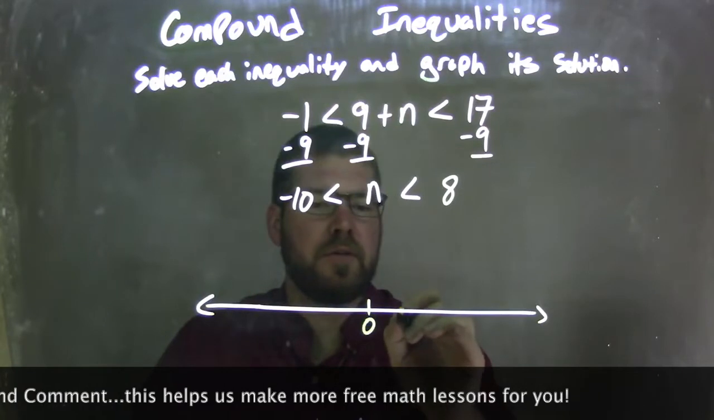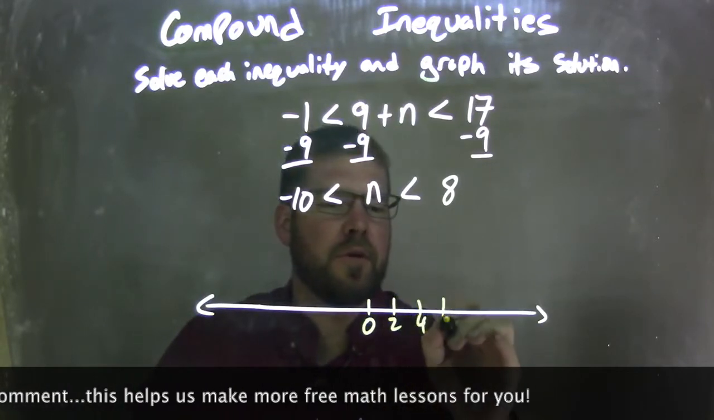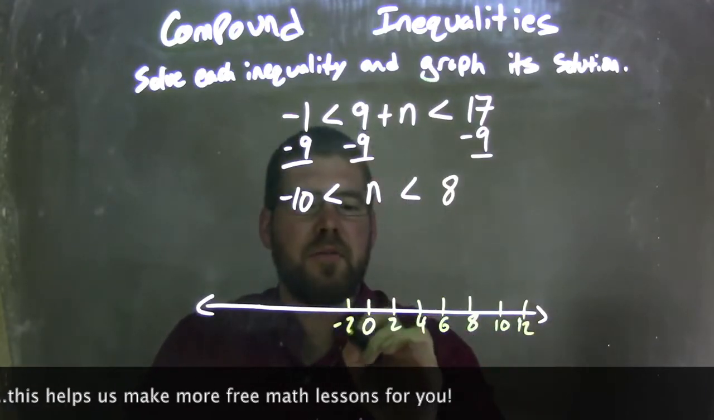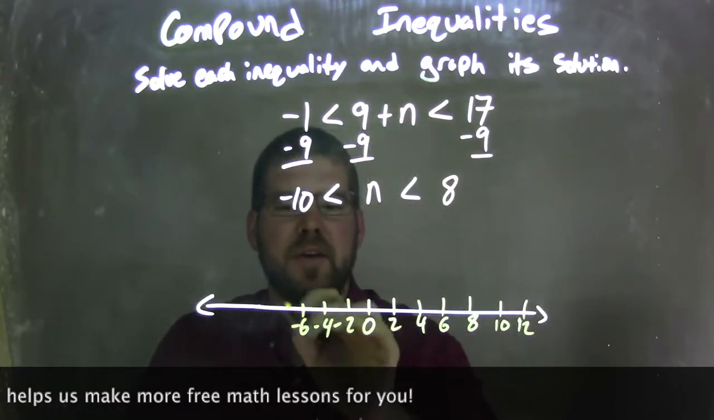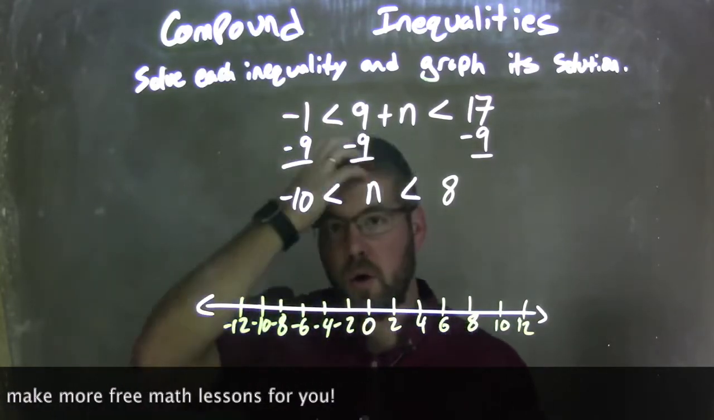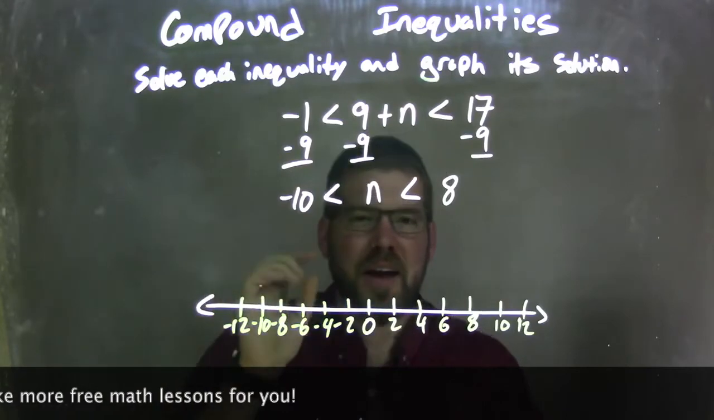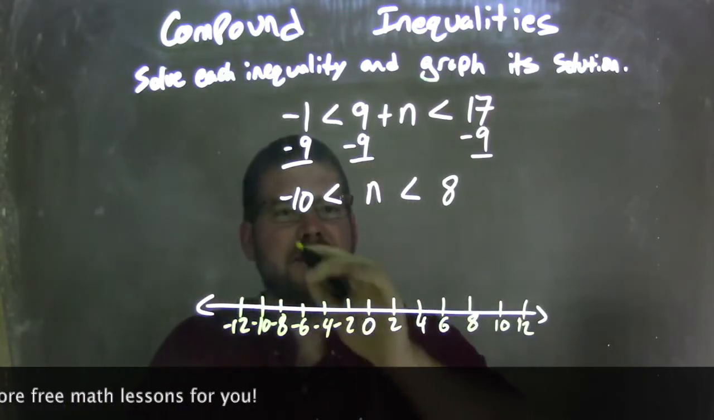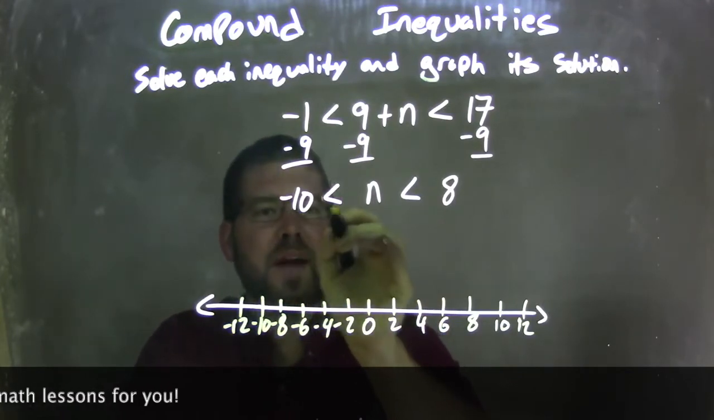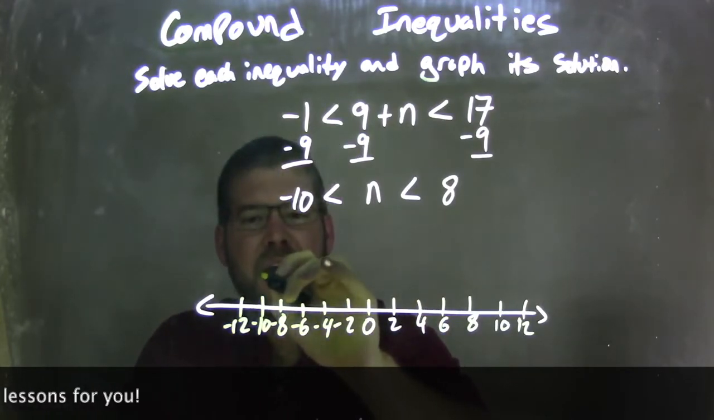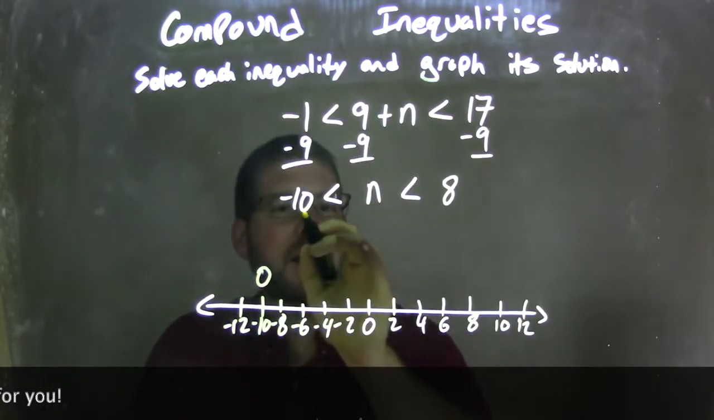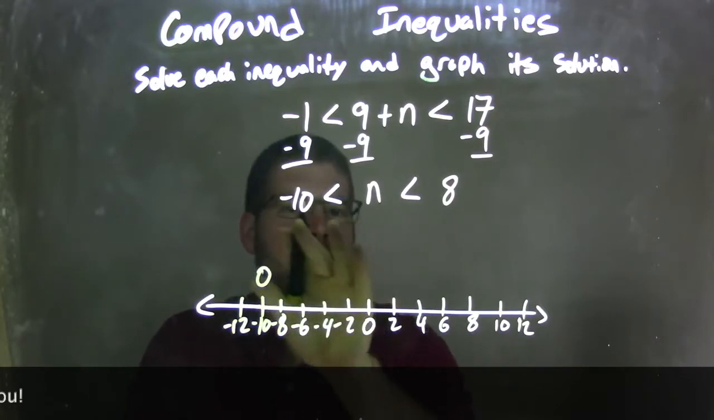So let's go 0 here. Let's go at 2's. 2, 4, 6, 8, 10, 12. Negative 2, negative 4, negative 6, negative 8, negative 10, negative 12. Well, if negative 10, right, so here's the tricky part, right? If negative 10 is less than n, so that means n's going to be greater than negative 10, right? So if negative 10 is less than n, I take negative 10, and I'm going to put an open circle there, okay, right there at negative 10. Because it can't equal negative 10, but n is greater than that negative 10.